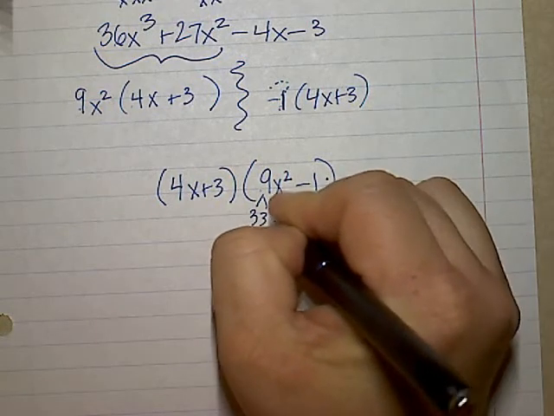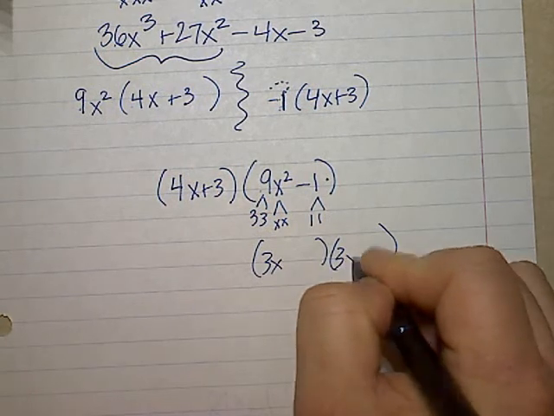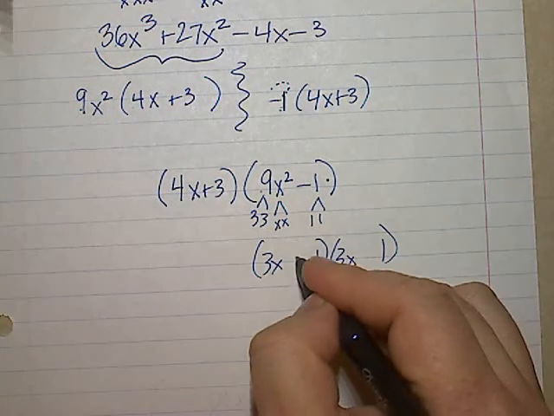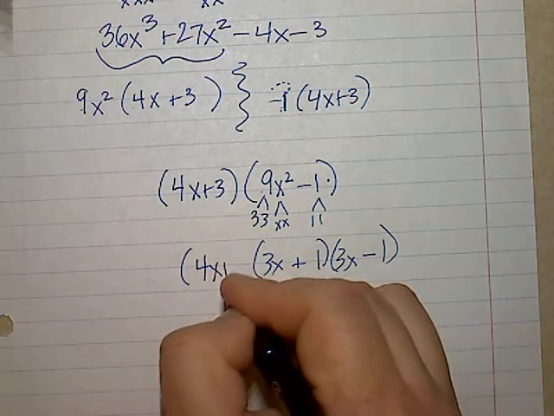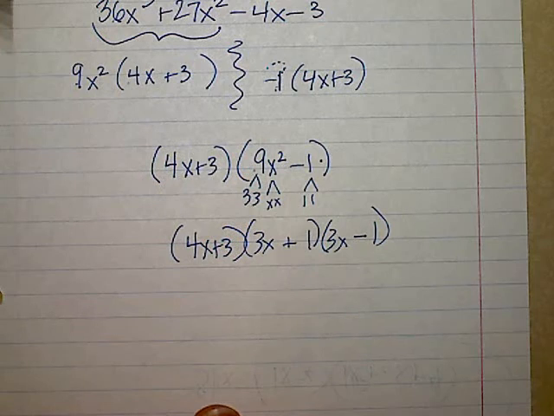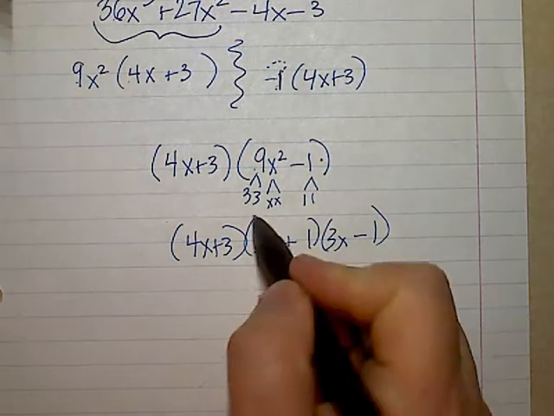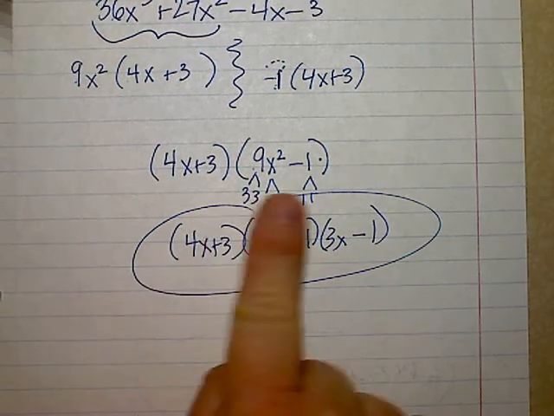So I'm going to break this down. So the 3x came from the front, they stay in front. The 1's came from the back, they stay in back. One of these is positive, one of these is negative. It doesn't matter which one. And don't forget about the 4x plus 3 out front. This is completely factored.